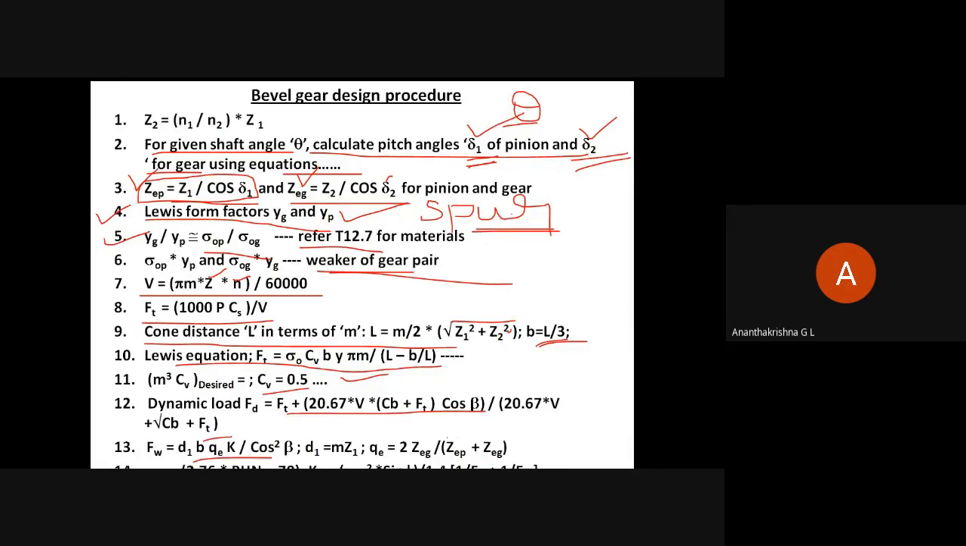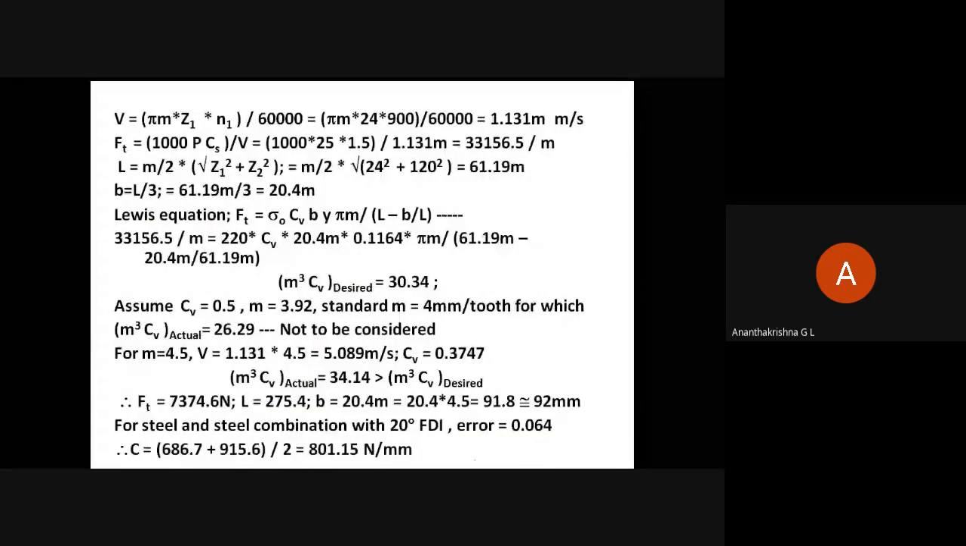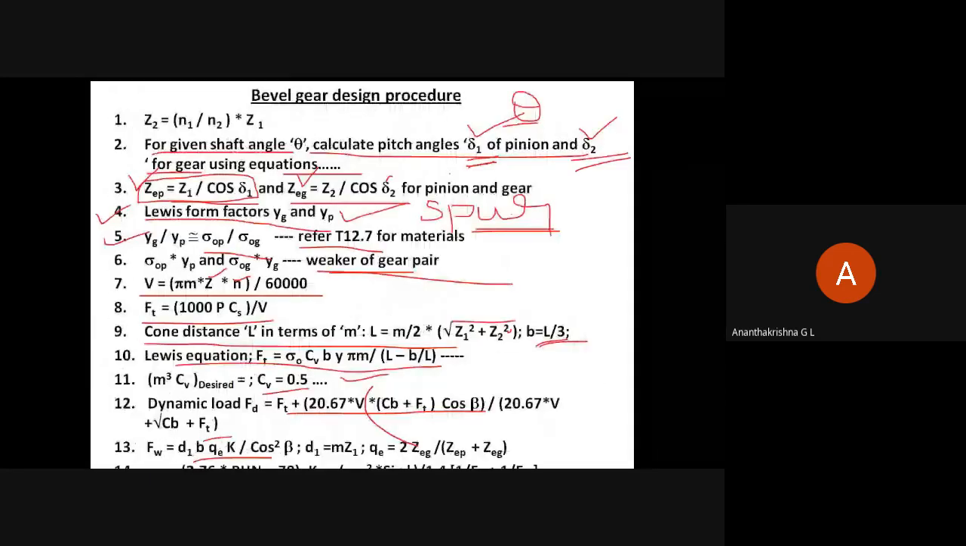Is that okay? Yes, sir. So it is more or less similar to spur gear design. The only difference is you need to find out delta 1 and delta 2.